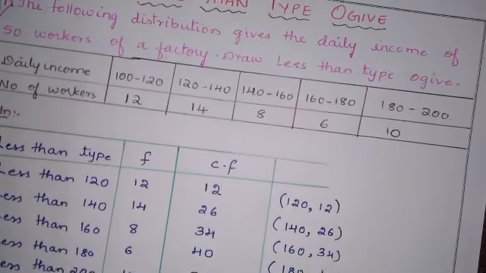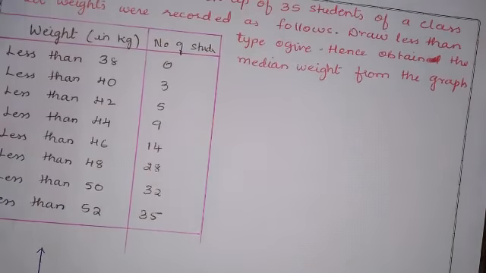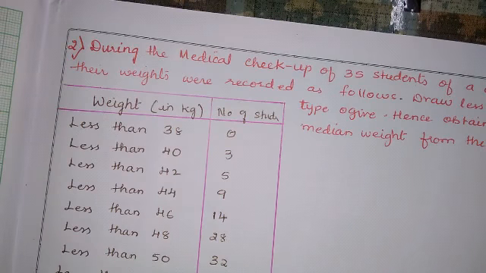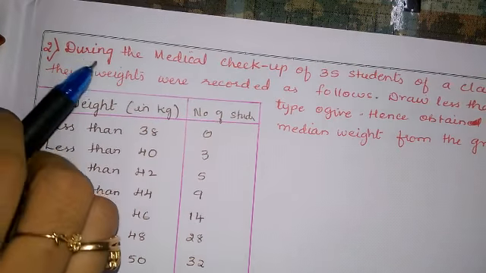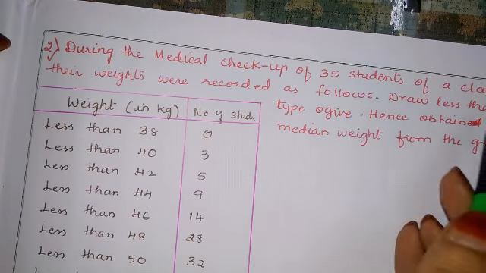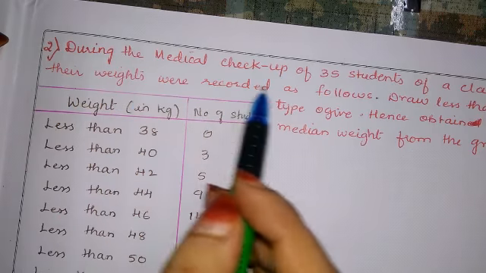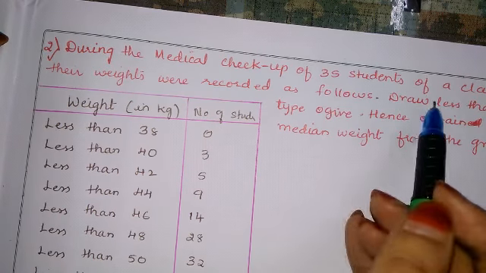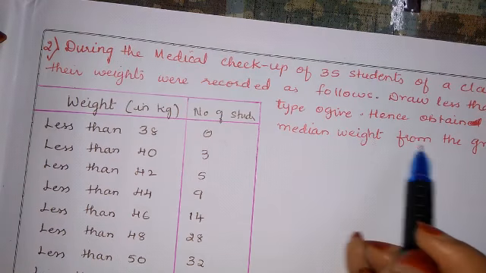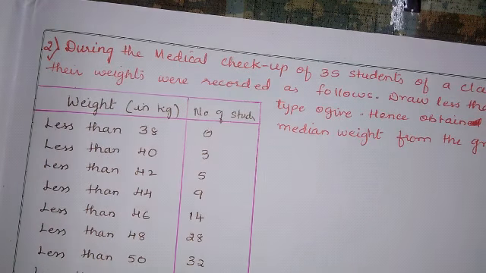Let us see how it is given, the next one. Okay. Question number 2 of the exercise. During the medical checkup of 35 students of a class, their weights were recorded as follows. Draw a less than type OGIVE, hence obtain the median weight from the graph. Here they have told to obtain the median weight.